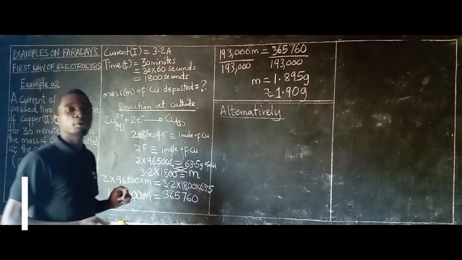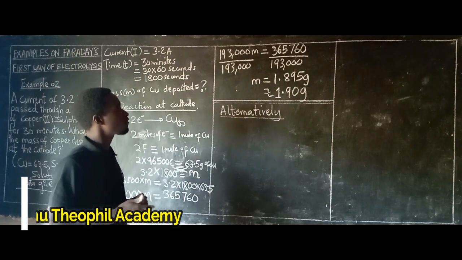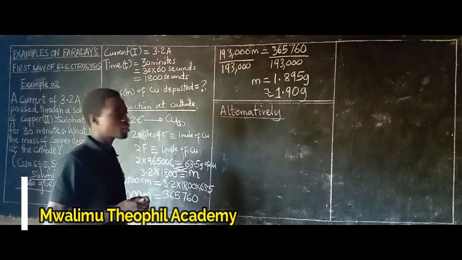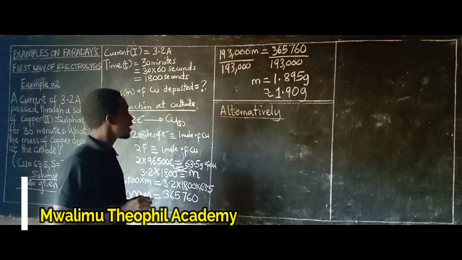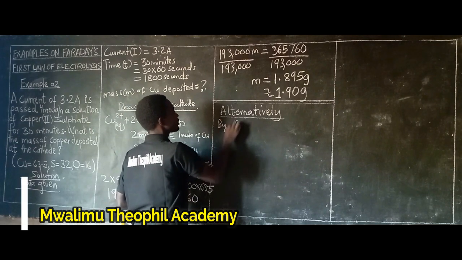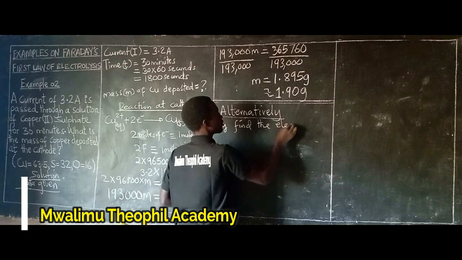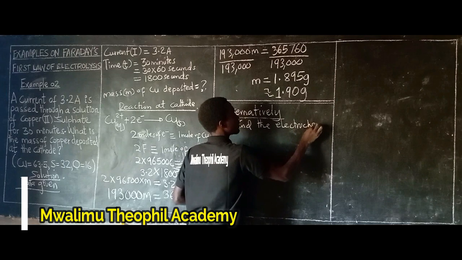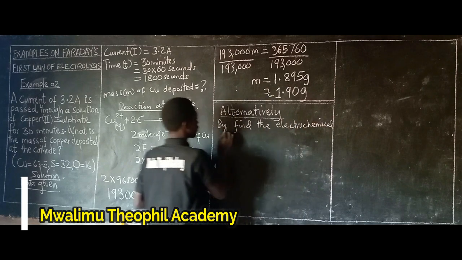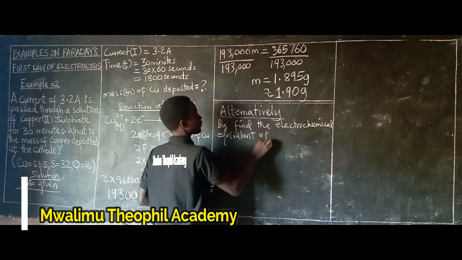After getting the electrochemical equivalent, we will be in the position of using the formula from Faraday's first law directly without any problem. Now, let us first of all find the electrochemical equivalent of copper.